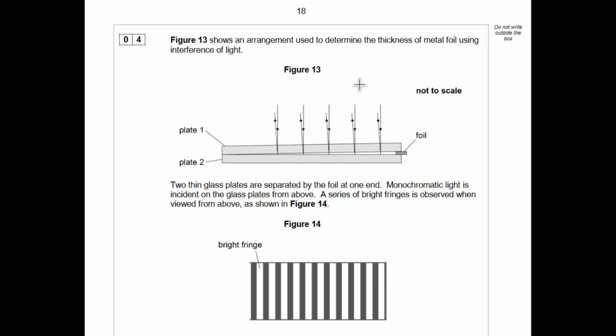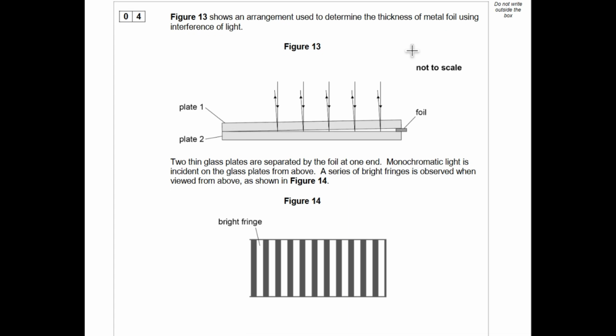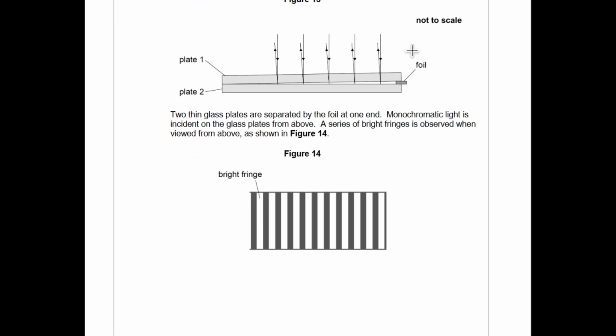So this is question 4 of AS paper 2, 2024. Figure 13 shows an arrangement used to determine the thickness of metal foil using interference of light. Two thin glass plates are separated by a foil at one end. Monochromatic light is incident on the glass plates from above.